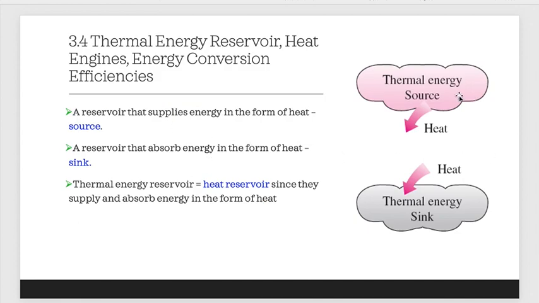A reservoir that supplies energy in the form of heat, we call a source, and a reservoir that absorbs energy in the form of heat, we call a sink. So we can say that a thermal energy reservoir is a heat reservoir since it can supply and absorb energy in the form of heat.